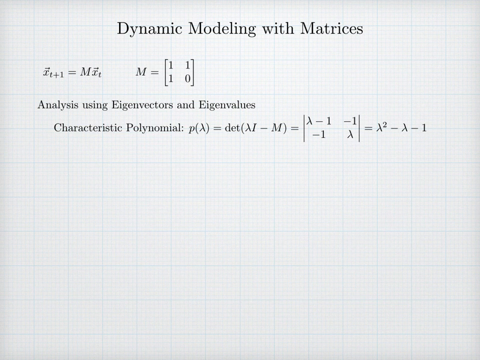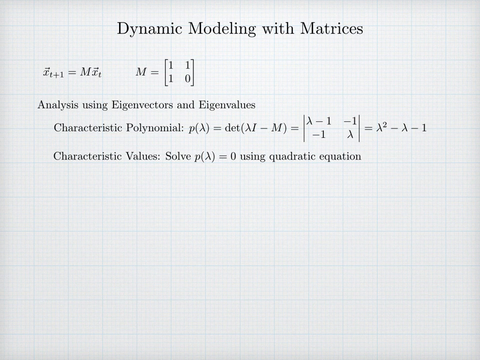So the first step in our eigenanalysis is to find the eigenvalues, and we do that by first defining our characteristic polynomial. So our polynomial is equal to the determinant of lambda times the identity matrix minus our matrix M. And so if I take a lambda on the diagonal and subtract my matrix, I get this new matrix: lambda minus 1, minus 1, minus 1, and lambda. When I calculate the determinant of that, it's a polynomial, lambda squared minus lambda minus 1. We find the characteristic values by finding the roots of this polynomial.